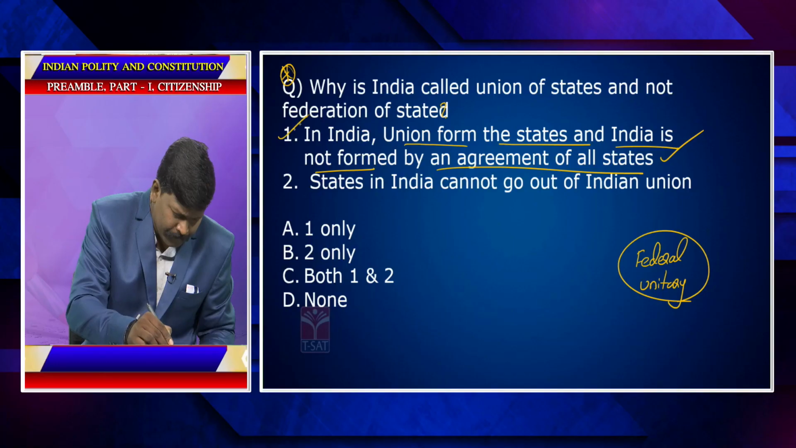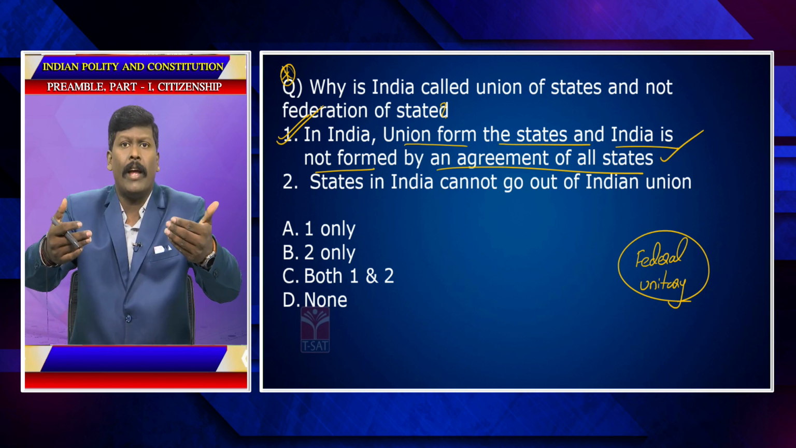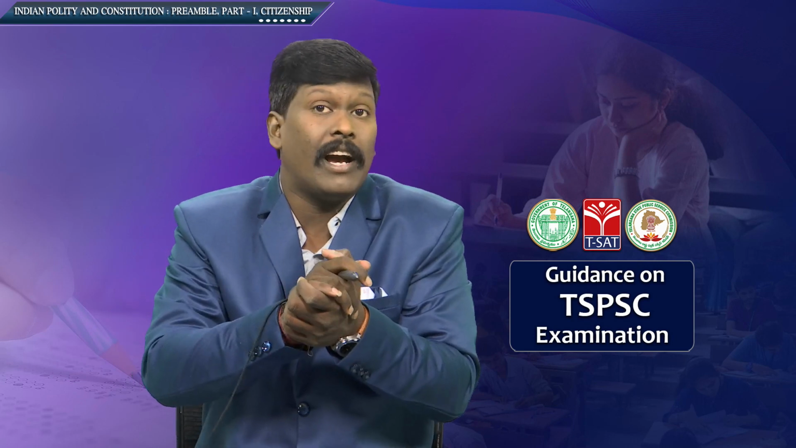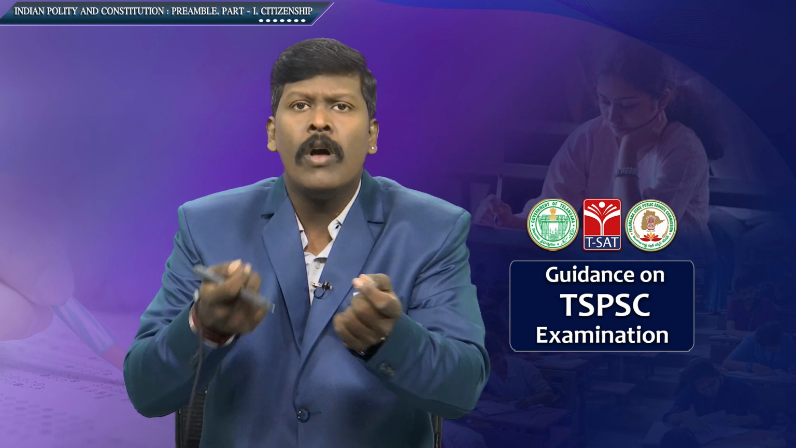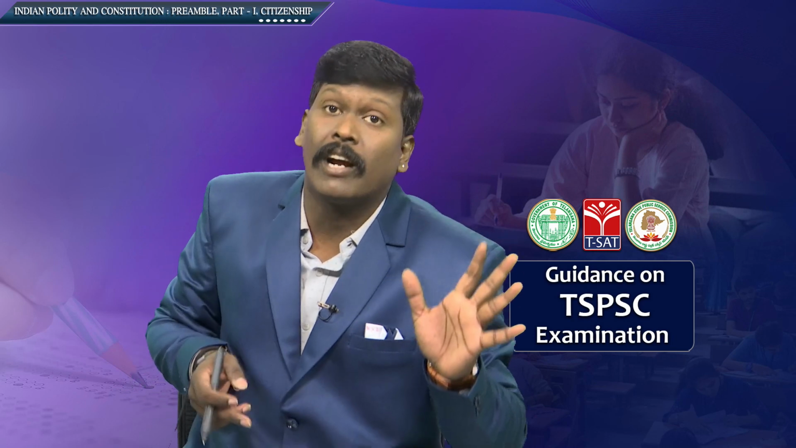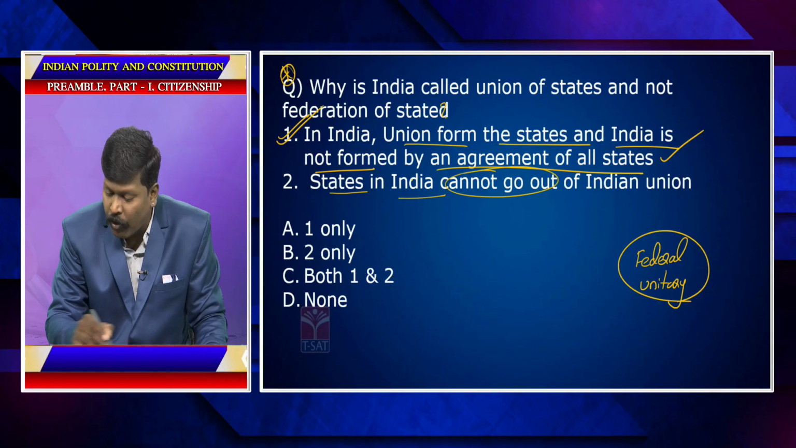First one is correct. 2. When someone comes and becomes part of something with an agreement, he can also break the agreement, right? In USA, 50 states came together. They made an agreement. Tomorrow, one state can say, I don't want to be part of this agreement, I will come out of USA. Absolutely, it is possible. Now, imagine in India, can any state go out of the country? No way. States in India cannot go out of the Indian Union.